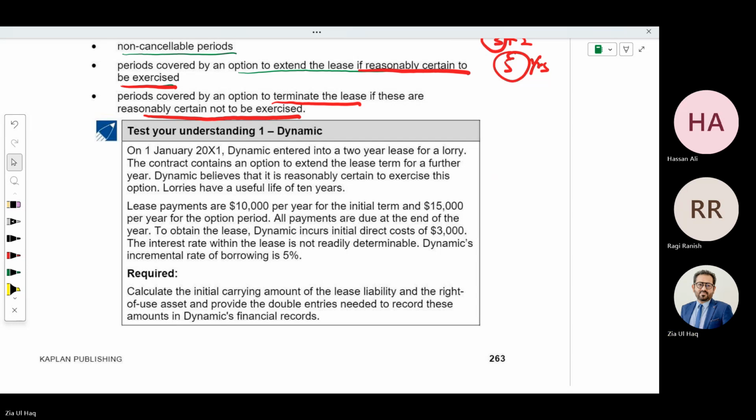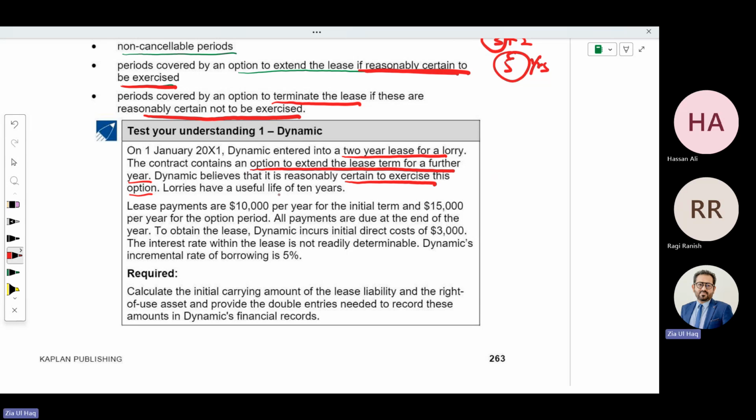Test your understanding one. On 1st January 2021, Dynamic entered into a 2 year lease for a lorry. The contract contains an option to extend the lease term for a further 1 year. Dynamic believes that it is reasonably certain to exercise this option. This means the lease time period is 3 years, not 2 years. We will make all the calculations based on a 3 year time period.